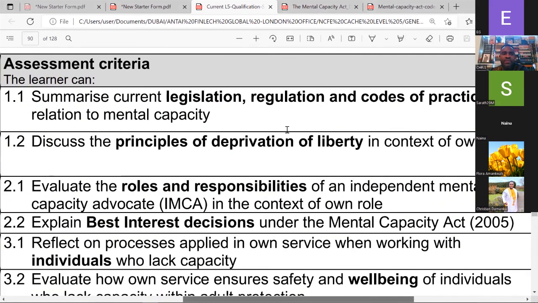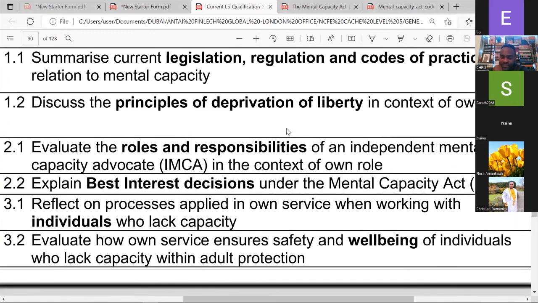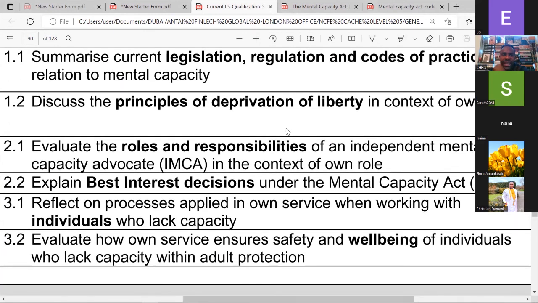All right. So the first question is: summarize current legislation, regulation, and codes of practice in relation to mental capacity. You are just supposed to summarize it. You're not supposed to write in detail. And you are required to summarize a minimum of 5 legislations. I gave you 8. Just pick 5 of them and summarize them. That question is answered.